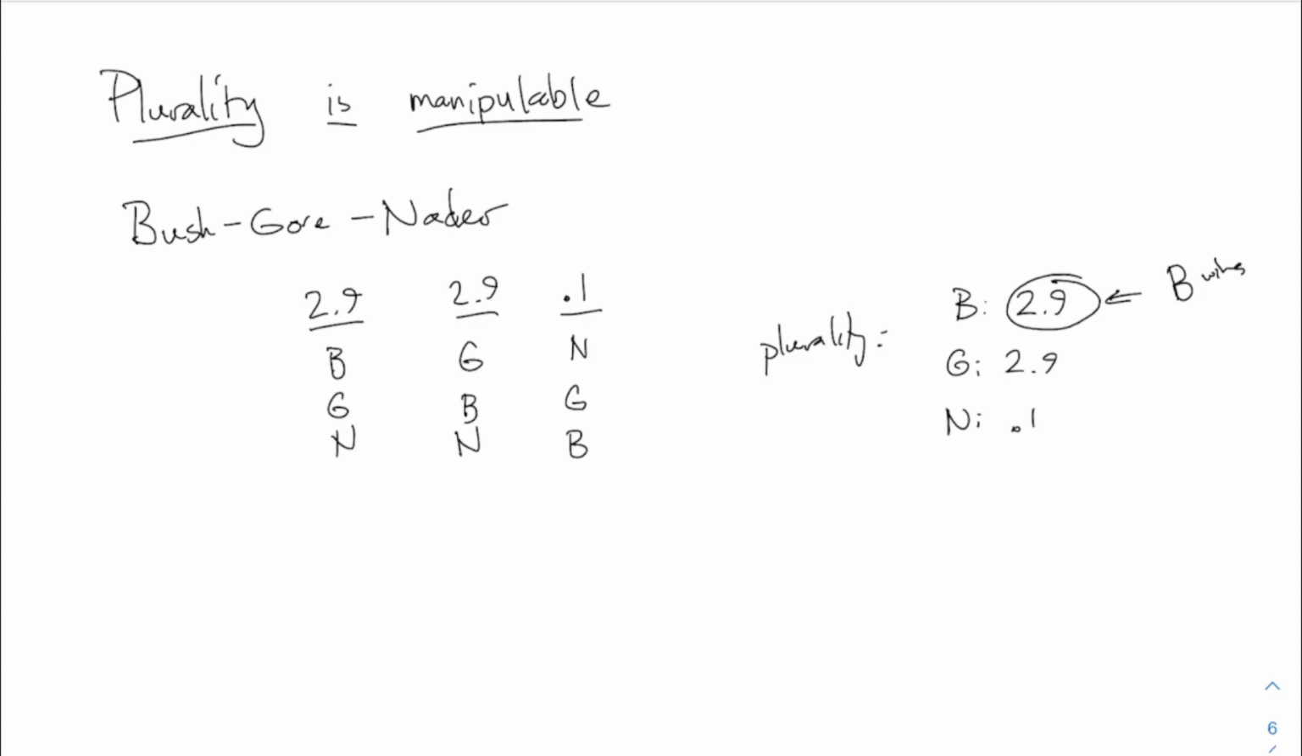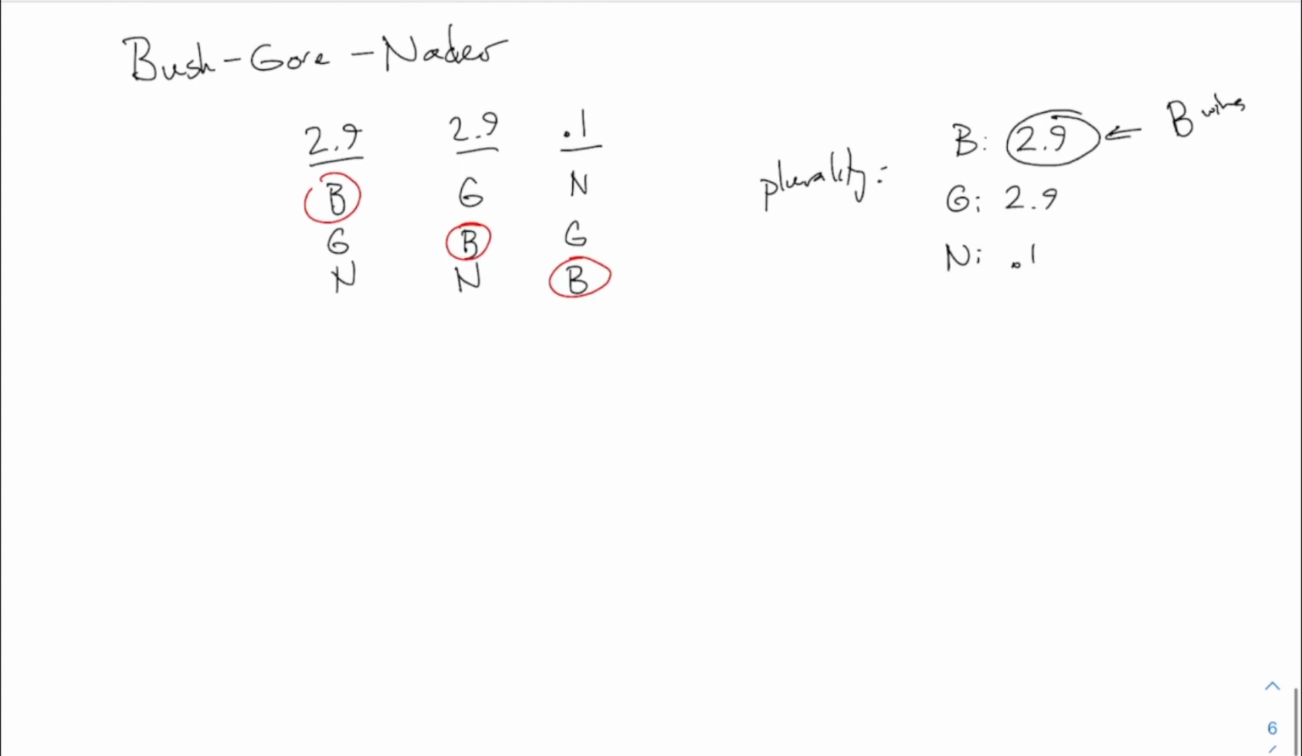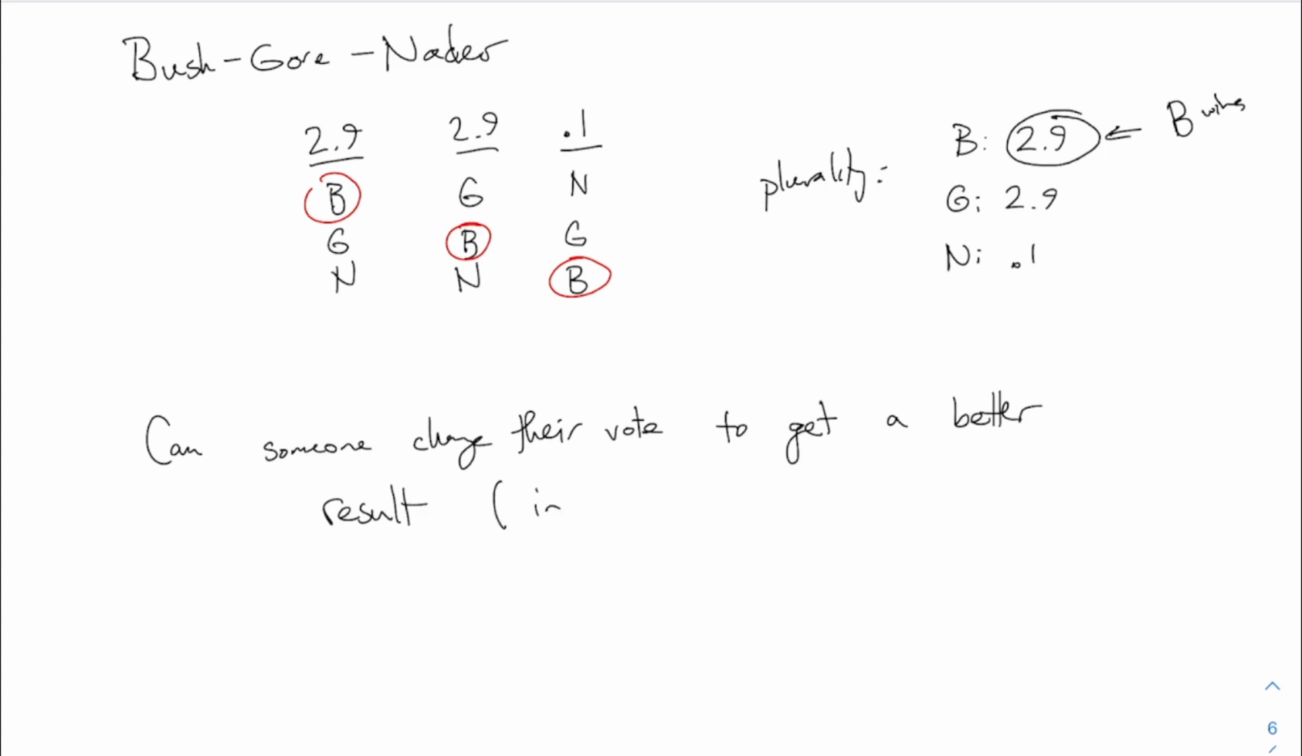I would like to look at this. Is it possible for somebody to vote differently to achieve a better outcome in their mind? So this is also about changing people's ballots, although it's different from IIA, and it's also different from monotonicity. I'm going to circle the winners again. The question I'm trying to ask is, can someone change their vote to get a better result? By better, of course, I mean in their own opinion.